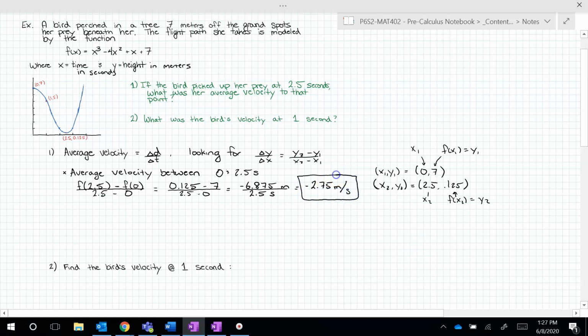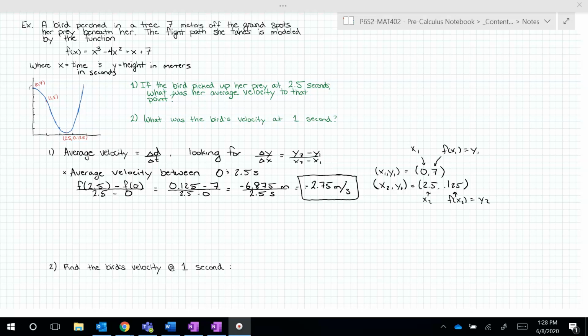This is telling me that the bird, on average, between this point up here and this point down here, is going 2.75 meters per second down. The negative indicates that it's decreasing. It's going downwards. 2.75 would be the speed. Negative 2.75 is the velocity here.